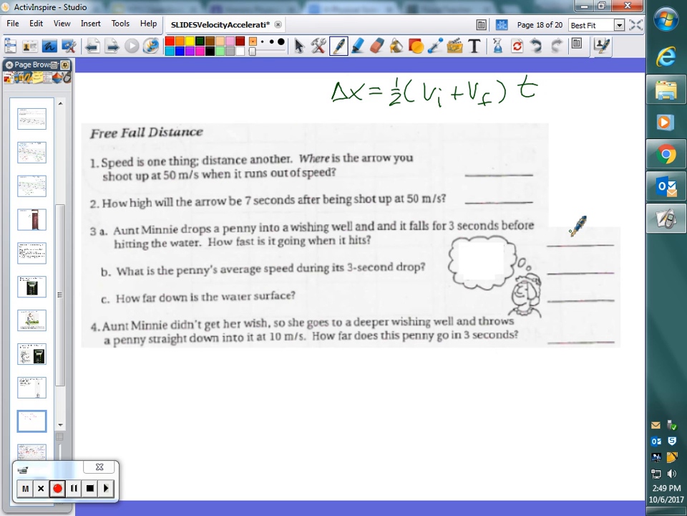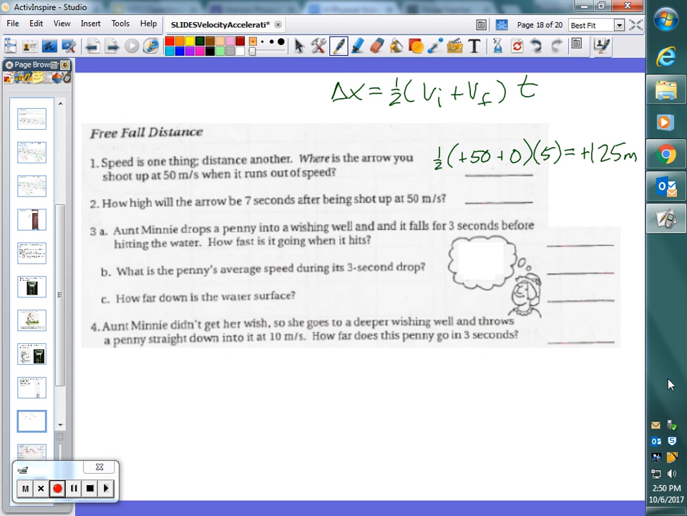This arrow that we shot up in the air, what was its initial velocity? Positive 50. When it runs out of speed, it means the final velocity is what? 0. And we already established how long that takes? 5 seconds. 50 plus 0 is 50. Divided by 2 is 25. Times 5 is 125 meters. Does that make sense?